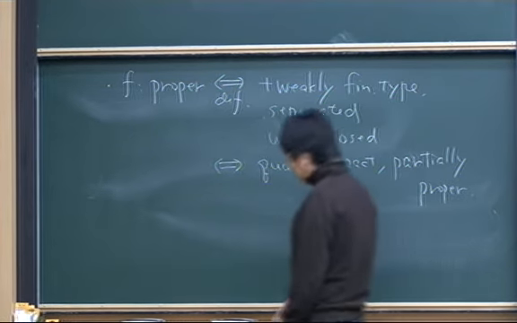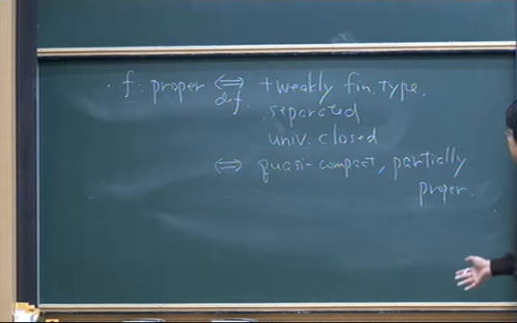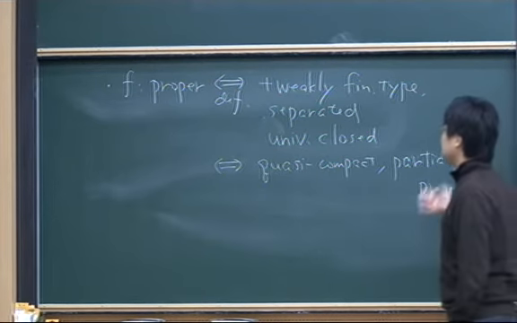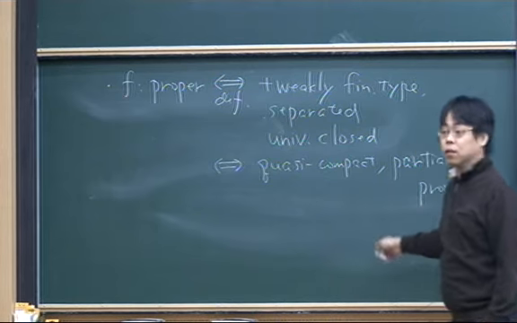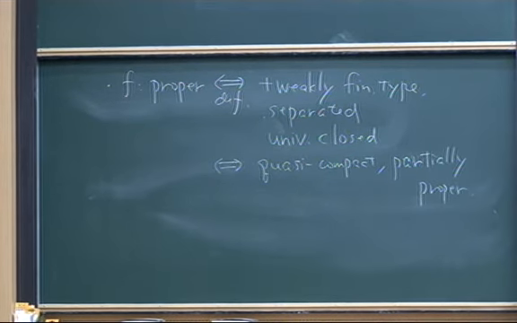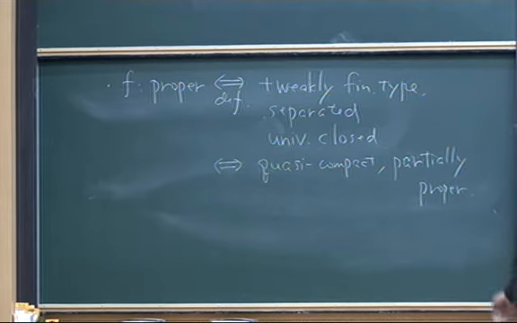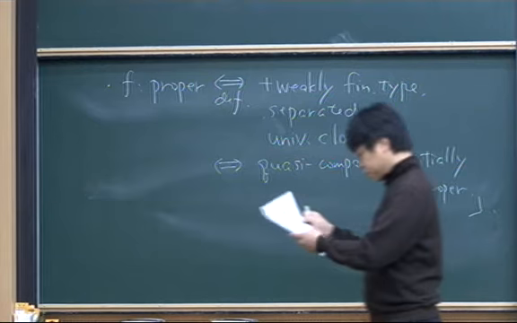But in general, we are interested in many rigid spaces which are not quasi-compact. So it is very important to extend properness to the non-quasi-compact case. Many adic spaces are not quasi-compact, so it is important to consider partial properness.